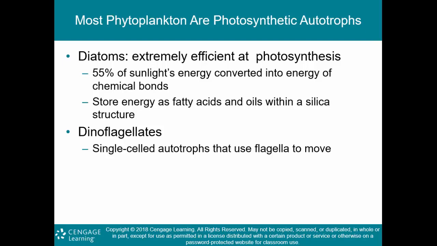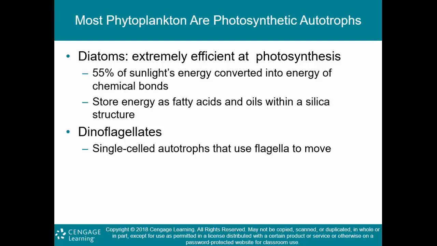Phytoplankton are photosynthetic autotrophs. We said that phytoplankton are basically plants, and they take carbon dioxide and sunlight and water, and they make their carbohydrates. And some examples of those, not all of them, but some examples are one called a diatom, and they are very efficient at photosynthesis. And 55% of sunlight's energy is converted into the energy of chemical bonds. So they're very efficient. They can take 50% of the energy from the sun and actually create chemical bonds with it. And they store that energy as fatty acids and oil within their actual silica structure.